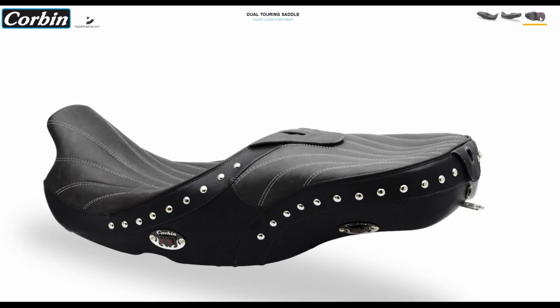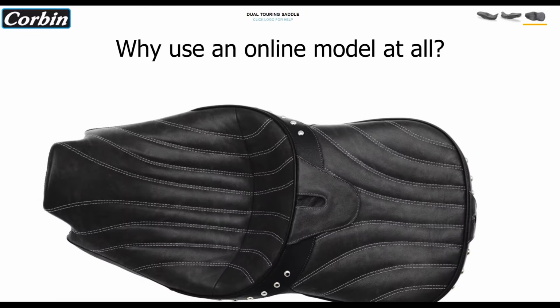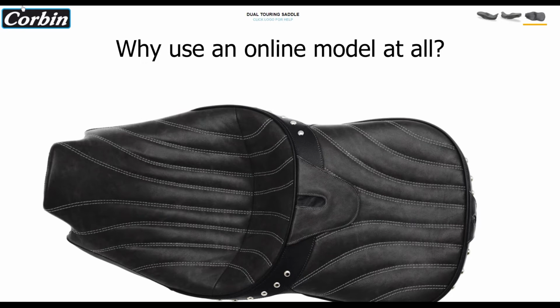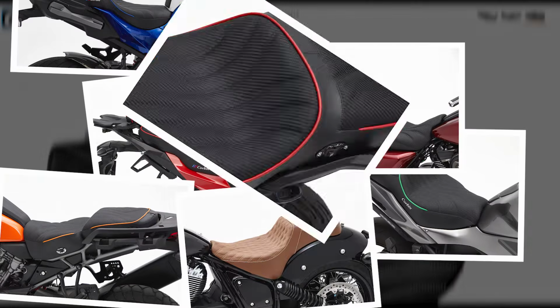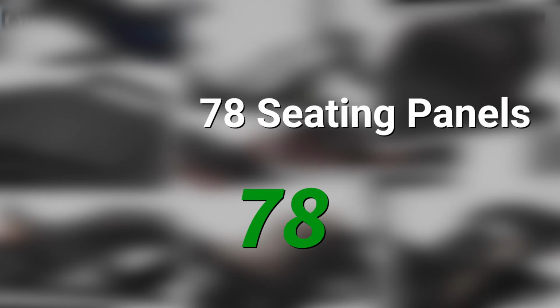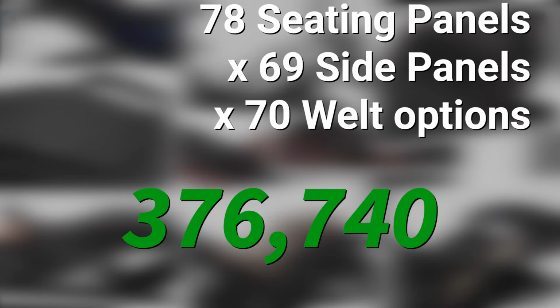With all these disclaimers about how it's just a model and isn't going to be perfectly accurate to how your final seat will appear, you may find yourself wondering why we did it this way. Why we didn't just photograph the various options for the seats. Here's why. The average Corbin seat will have 78 different options for seating, then 69 different options for side panels, and 70 options for welts. So we're already over 376,000 possible color combinations, but we're not even done yet.